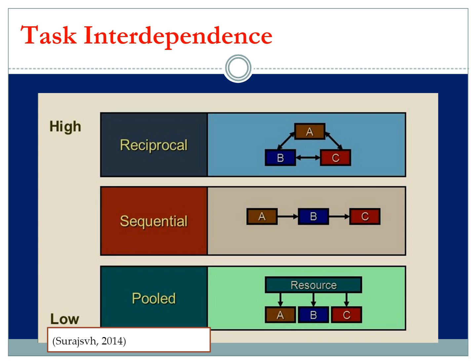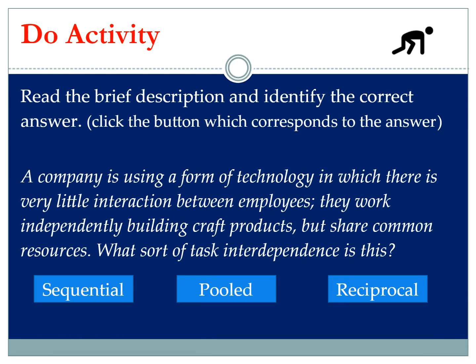The next level of task interdependence is sequential. Sequential task interdependence is like an assembly line. The most complex form of task interdependence is reciprocal. Select the correct answer to the question.